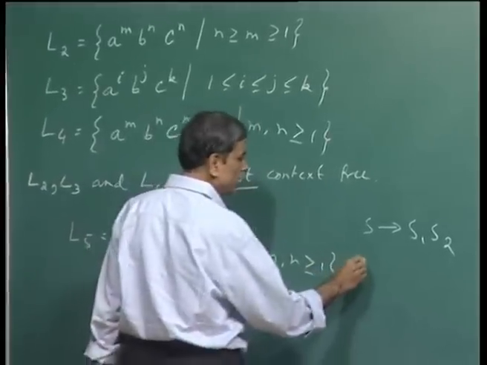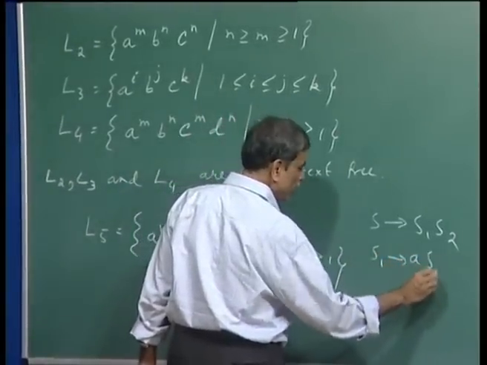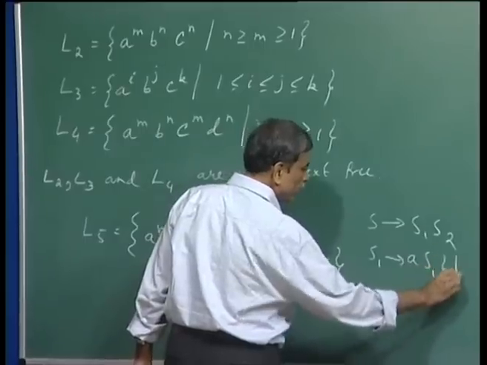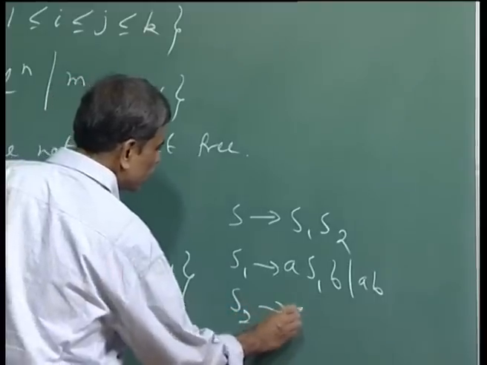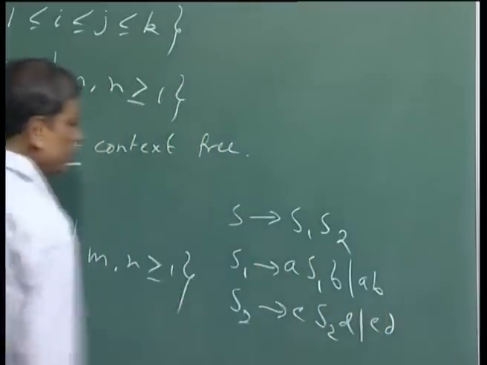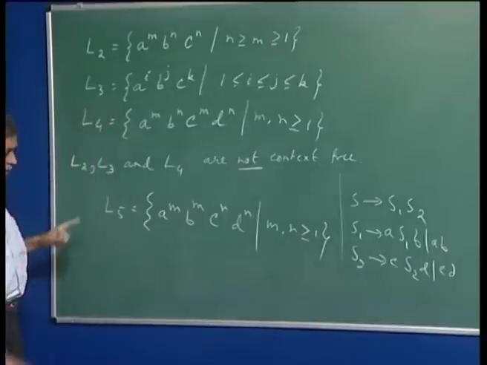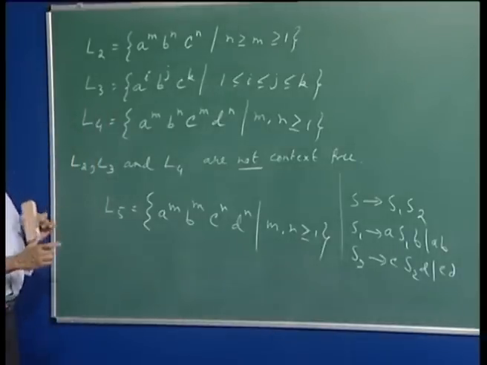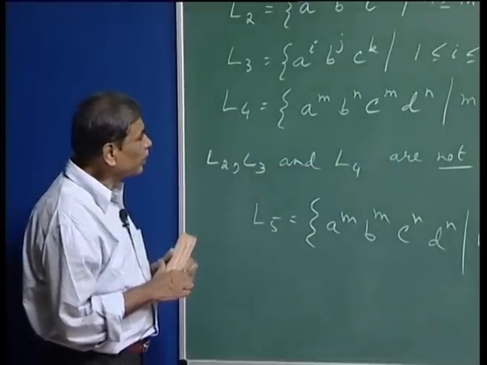right? And then S1 is A S1 B or AB, and S2 is C S2 D or CD, and you can see that this grammar is going to generate this language, right. So, we can handle two conditions, but not together. Is that clear?